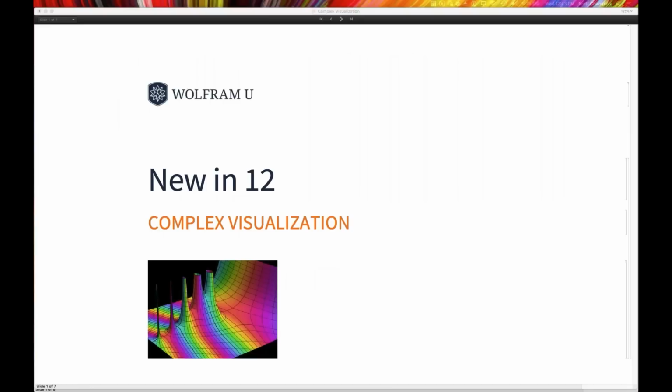So we're going to start by looking at complex visualization, which is entirely new in version 12. And then following that, we'll look at geographic visualization, which we've been incrementing upon for the past couple of years. But we'll start with complex.